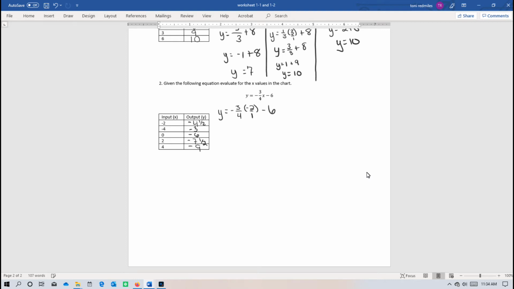Throw a 1 underneath it. I'm going to assign the negative to this 2 and the negative to this 3. So a negative times a negative makes a positive, and that's going to make a 6. 4 times 1 is 4 minus 6.